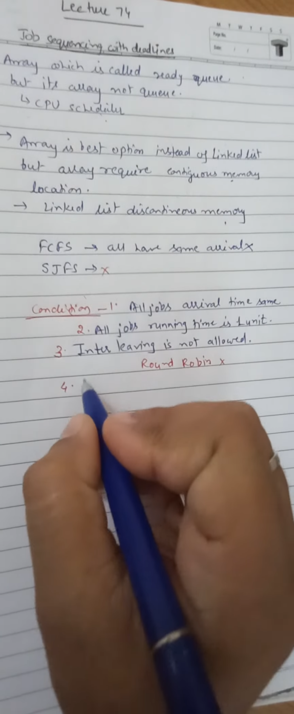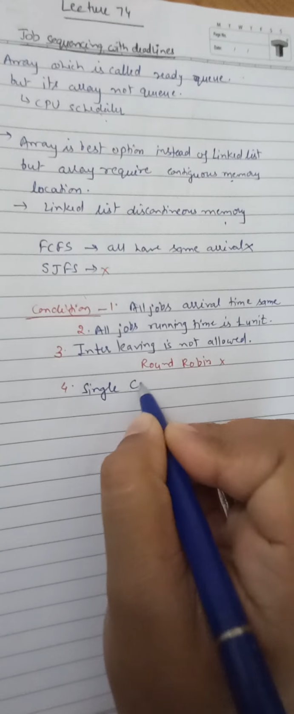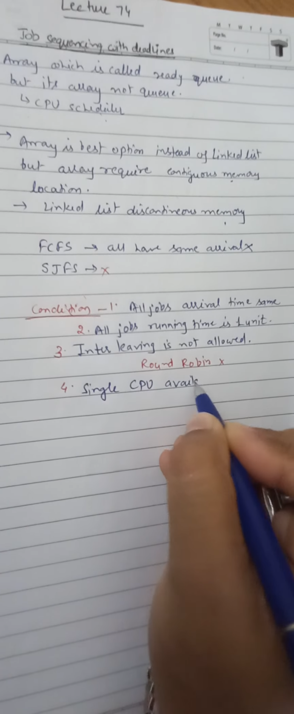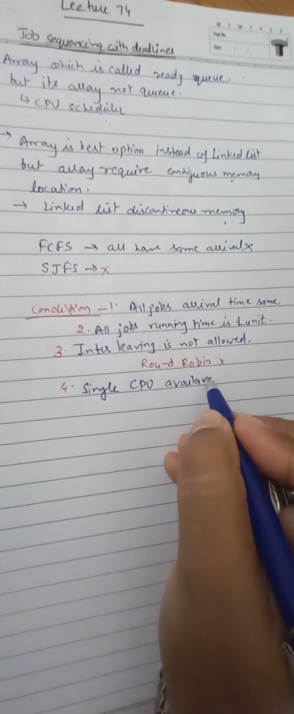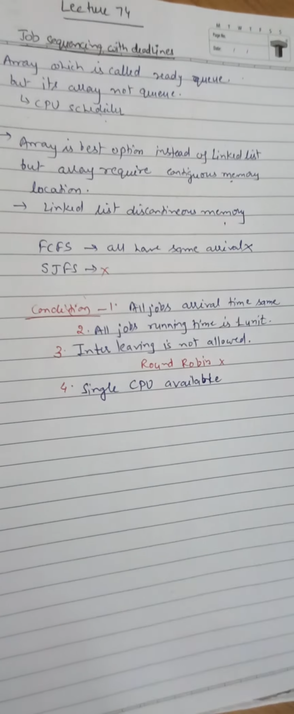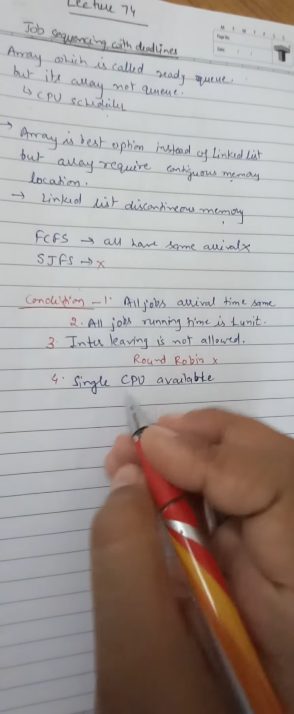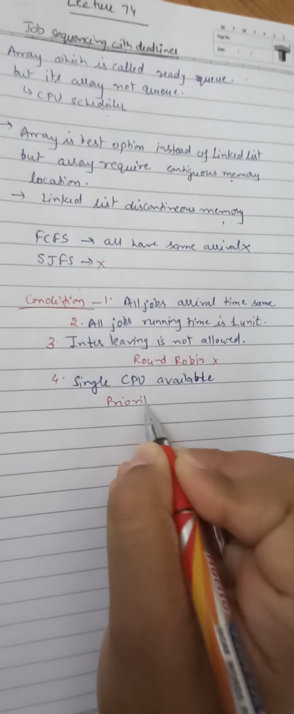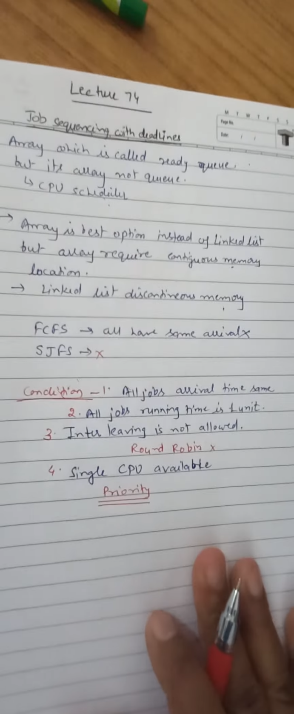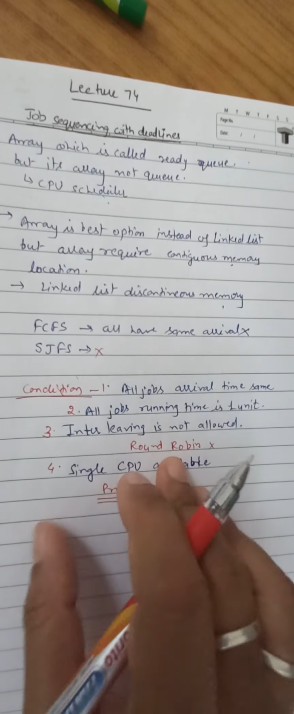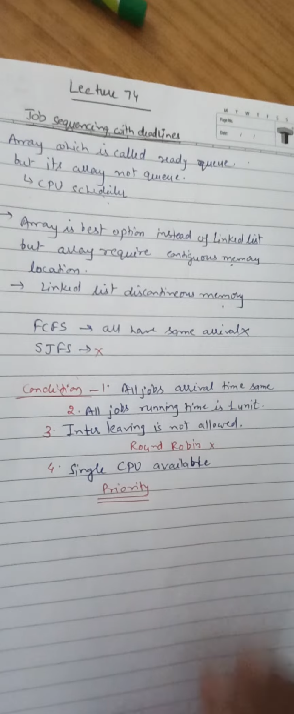What is the next condition? Only a single CPU is available. So these are the 4 conditions which belong to job sequencing, and that's why all these scheduling algorithms don't work. So only based on priority can we work on job scheduling, job sequencing with deadline. What exactly these conditions are and how we can work on it, we will see in the next lecture.